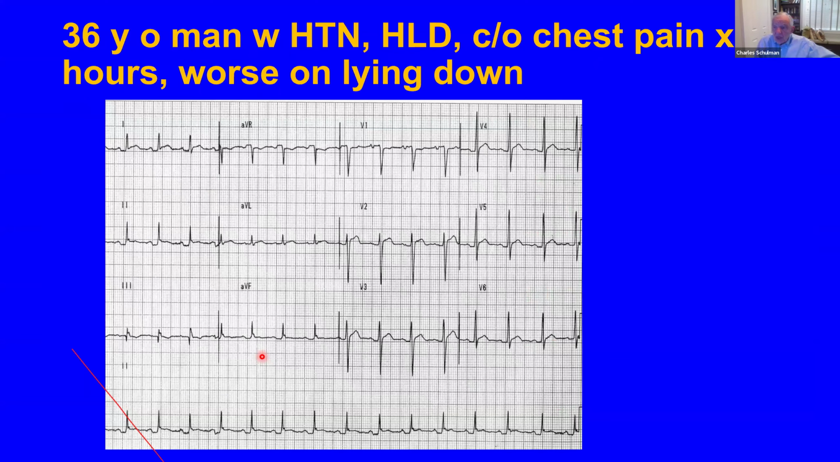Now, here is a 36-year-old man who has hypertension, hyperlipidemia, and he's had 3 hours of chest pain, which is worse when he lies down. He has ST elevations in leads 1, 2, I'm not sure there's one in there, aVL, possibly aVF, V2, 3, 4, 5. What is this? Is this ischemia?